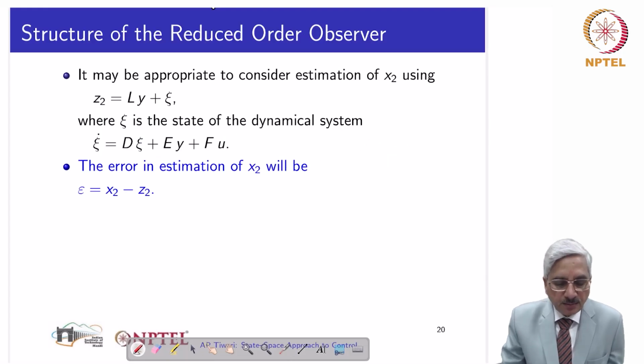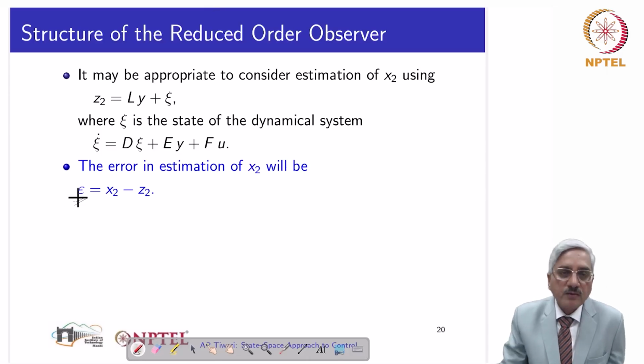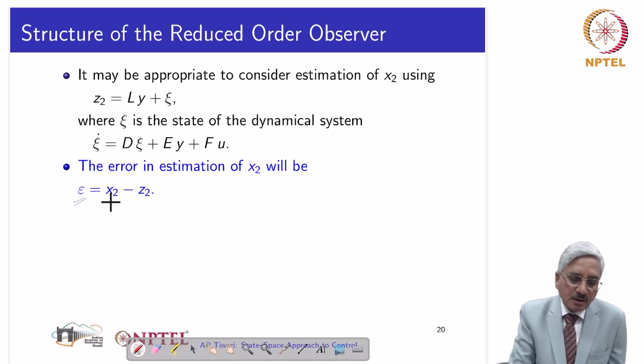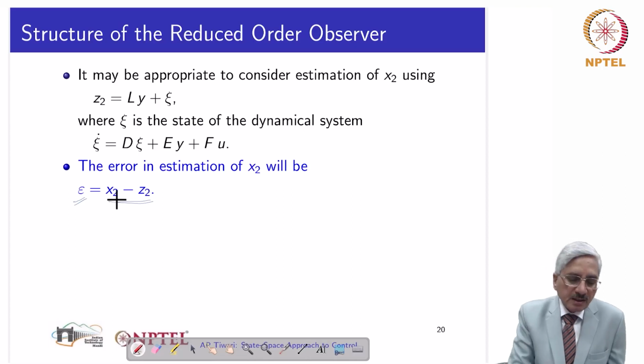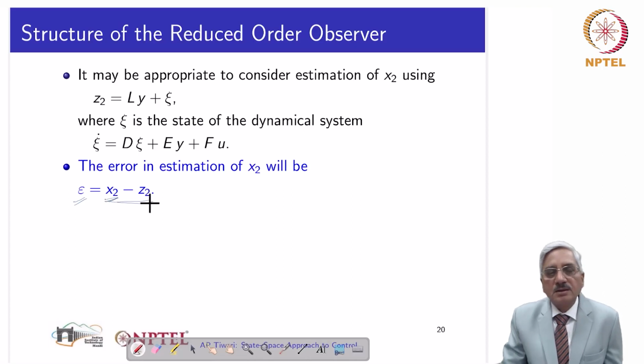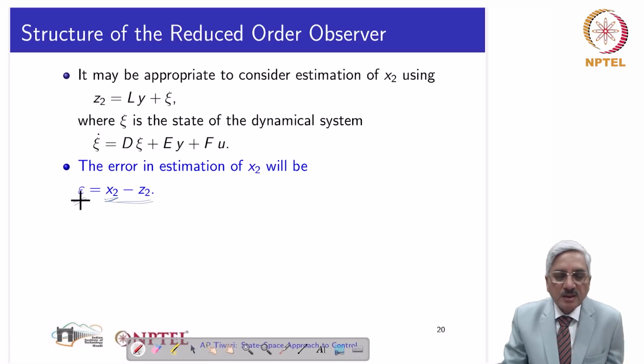Again, because the main consideration involved in the design of the Luenberger observer is the error in estimation of states. Now here the error is denoted by epsilon. Epsilon is x2 minus z2. We are estimating the state z2, and the deviation from x2, the actual state, is the error epsilon, and this has to be made zero asymptotically.